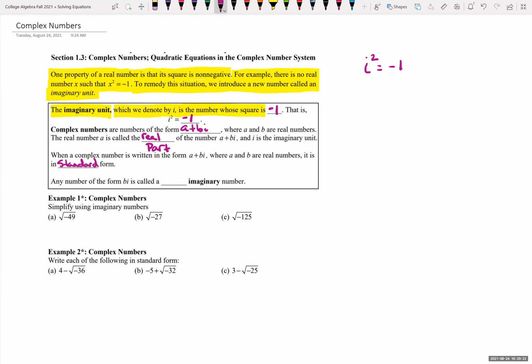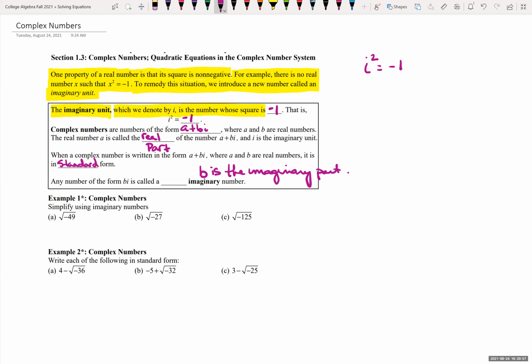Of a complex number. Any number of the form bi is called the imaginary number. Basically b is the imaginary part. So b is the imaginary part.